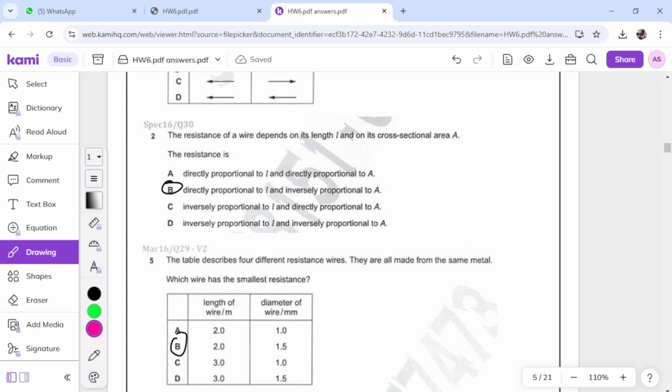The resistance of a wire depends on length and cross-section area, and we said before it is directly proportional to length and inversely proportional to cross-section area, so B is correct.